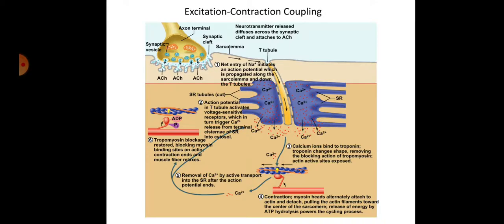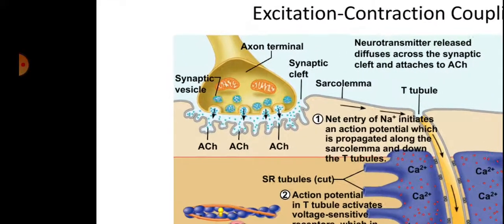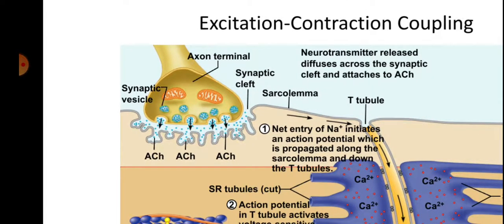In this part of the muscular system, I shall tell you something about the excitation and contraction coupling of a muscle fiber. Here you can see the motor nerve ending, which has been cut open, and you can see the axon terminal, the synaptic vesicles, the mitochondria, and the synaptic cleft.